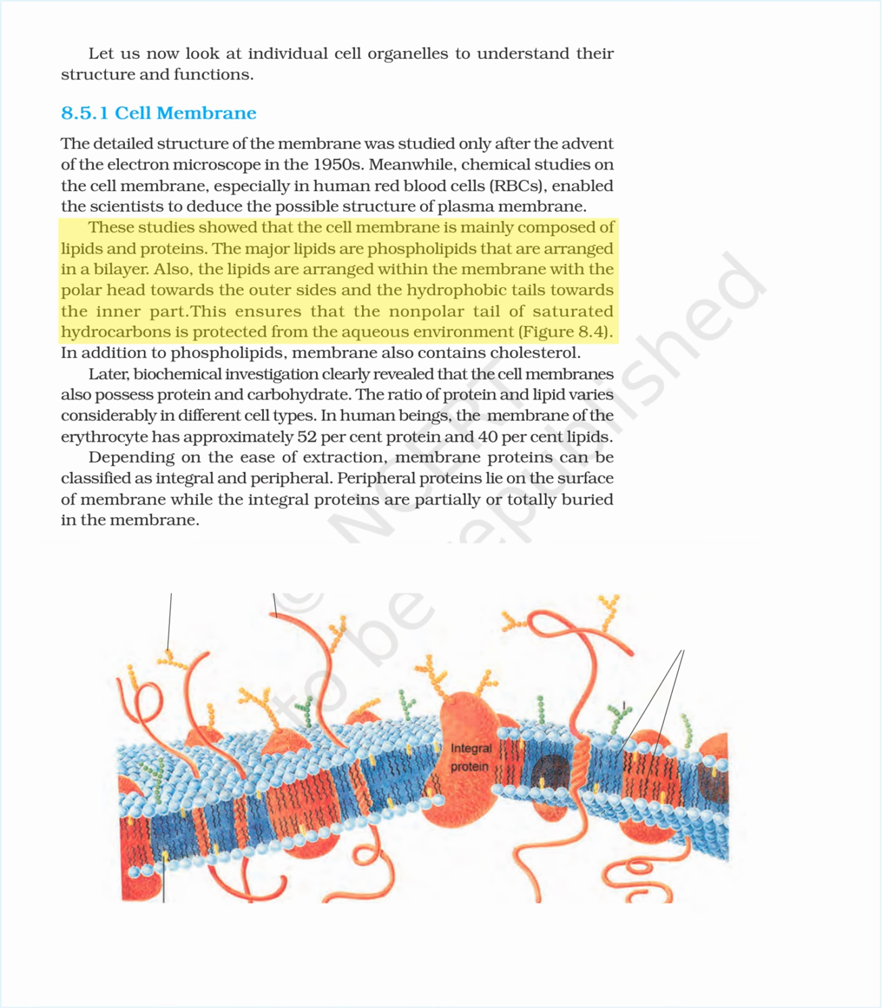Later, biochemical investigation clearly revealed that the cell membranes also possess protein and carbohydrate. The ratio of protein and lipid varies considerably in different cell types. In human beings, the membrane of the erythrocyte has approximately 52% protein and 40% lipids. Depending on the ease of extraction, membrane proteins can be classified as integral and peripheral. Peripheral proteins lie on the surface of membrane while the integral proteins are partially or totally buried in the membrane.